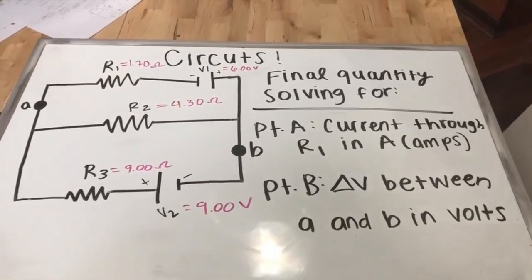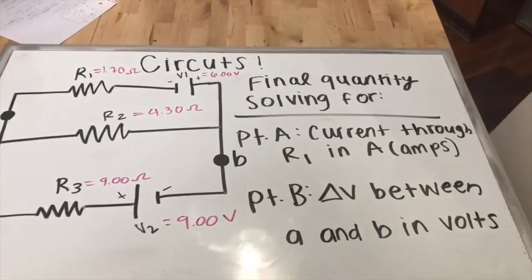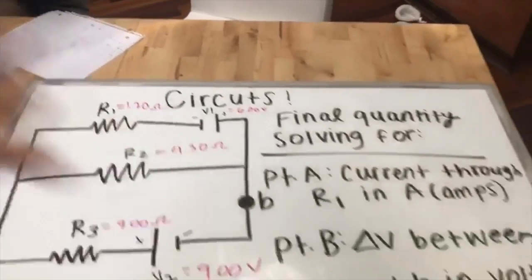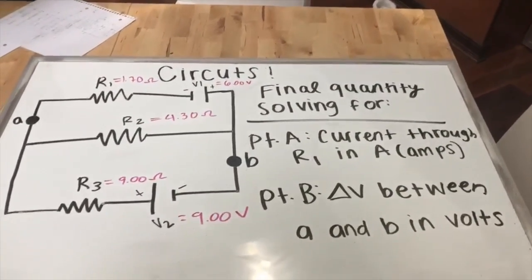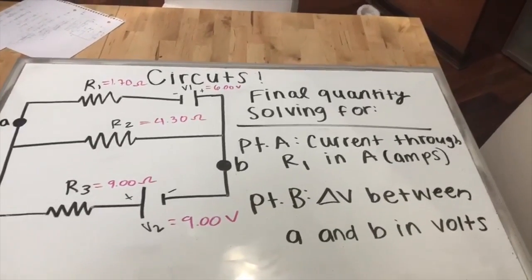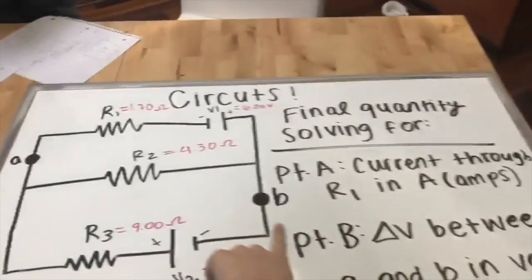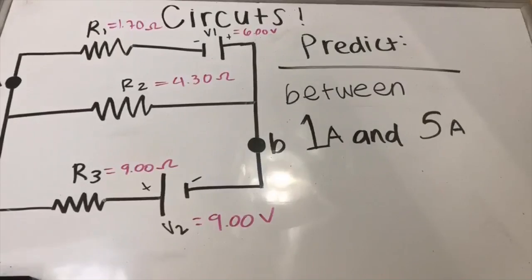All right, so the final quantities that we're solving for: in part A, we're going to find the current through R1, which is right here, and we measure current in amps, which we notate as A. And in part B, we're solving for the potential difference, or you can consider that delta V, between A and B, and that unit is volts.